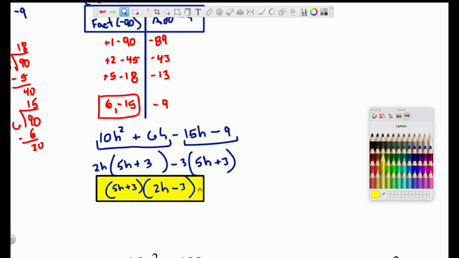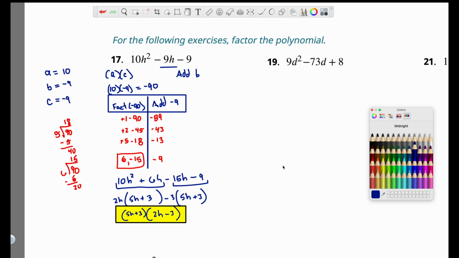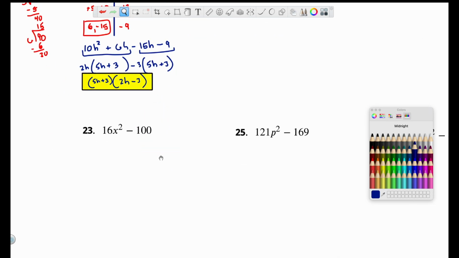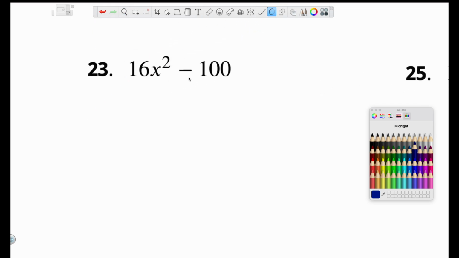All right, that was 17. What am I going to do now? 23. All right, so 23 is something a little bit different. We've got 16x squared. This is a perfect square, and 100 is a perfect square, and we're subtracting. So this is the difference of two perfect squares.